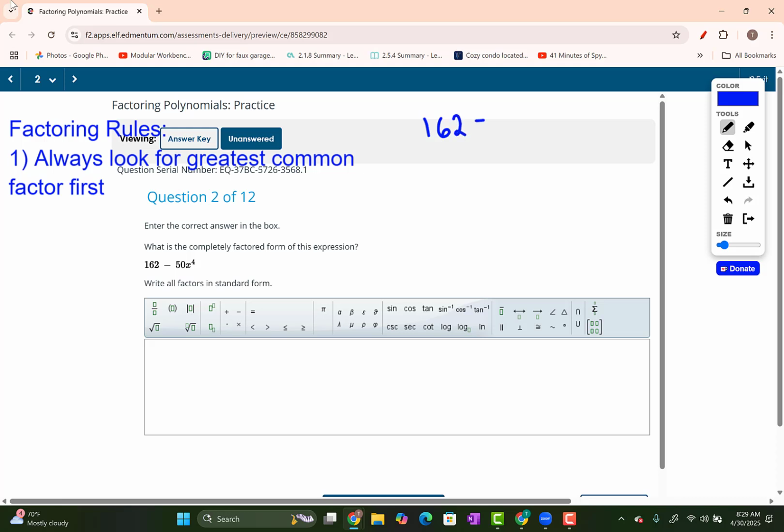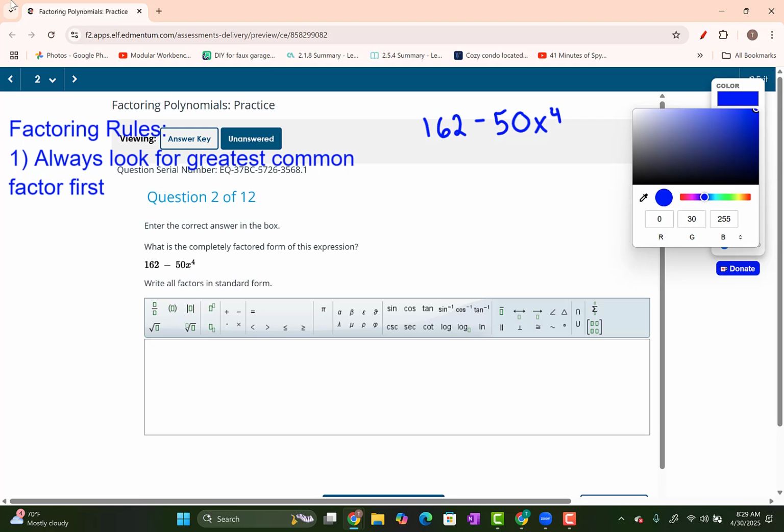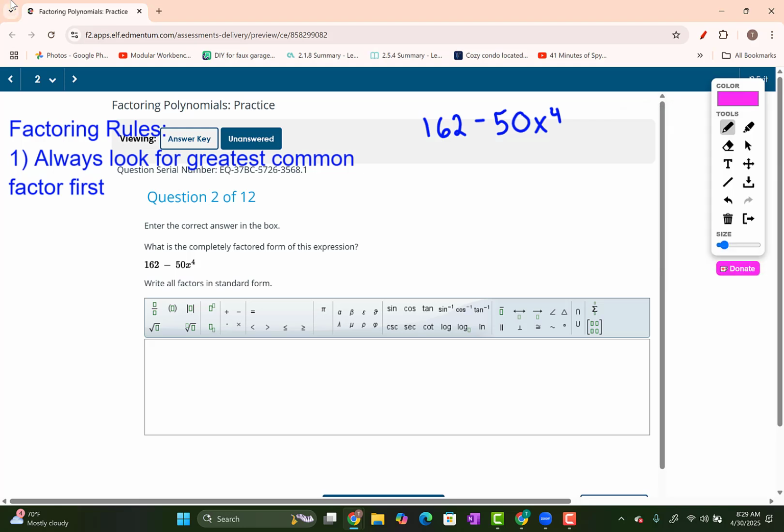Both of these numbers are even, so I know they're both divisible by 2. So I'm going to factor out a 2 from this problem. When I say factor, I mean divide. So we're going to divide out a 2. 162 divided by 2 is 81. 50 divided by 2 is 25.